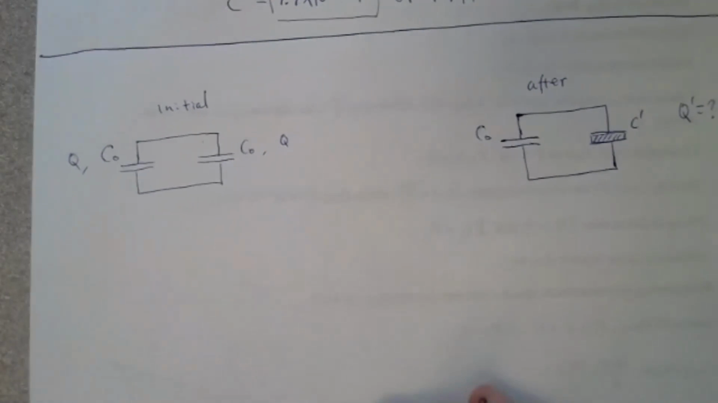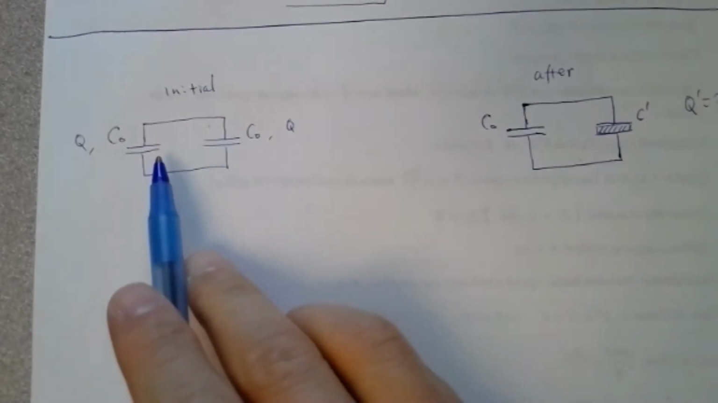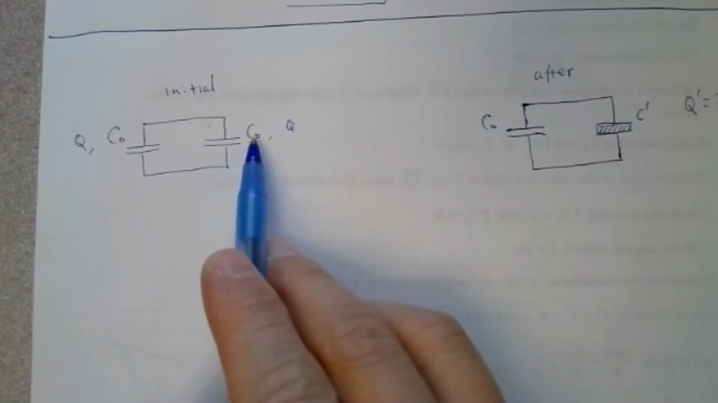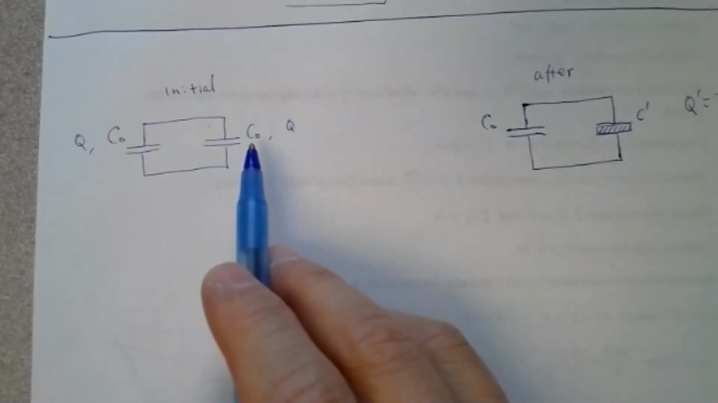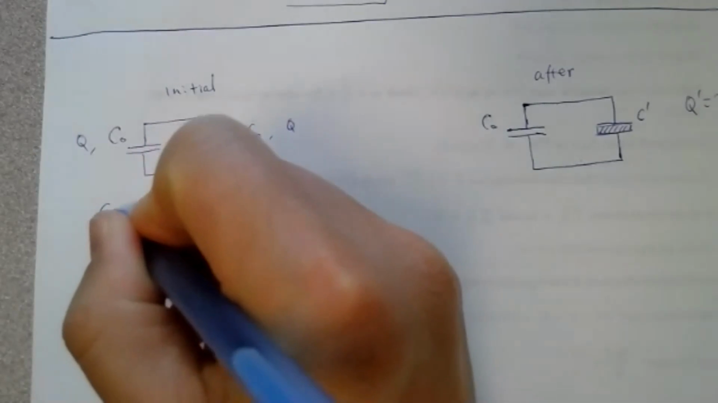All right, so let's take a look here. So this is what you have initially. You have the two connected together. They have the same initial capacitance C0. Now, the known quantities are given as area and separation, and then Q. So we can express C0 with those parameters.